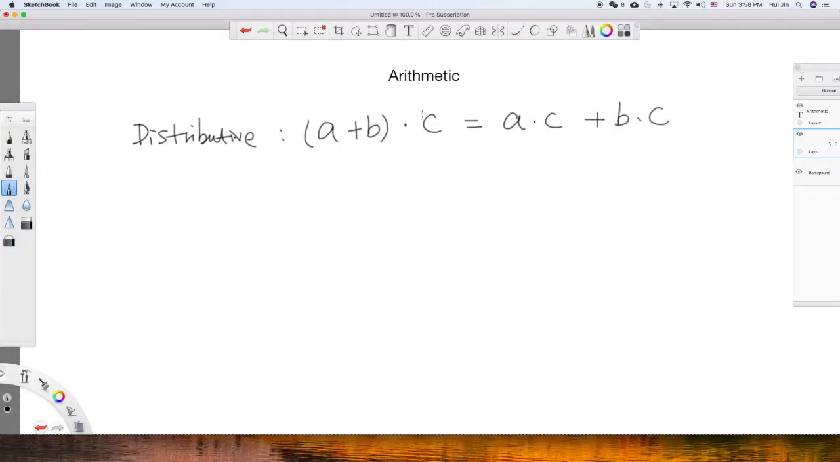And why is it called distributive? It's really that you are multiplying (A plus B) times C, and you're distributing C into each of the terms inside the parentheses. So A times C plus B times C. Now we kind of know this law in one direction. If you look at A times C plus B times C, this equals (A plus B) times C.